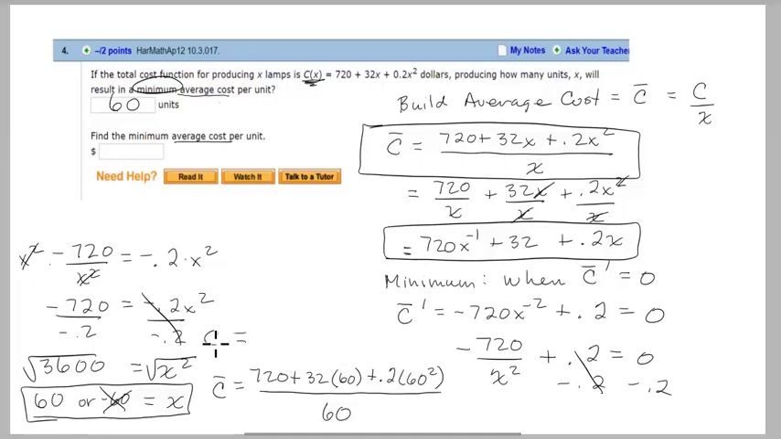I got C bar is 56. And then the question is 56 what? Well, that's an average cost. So it's $56 per unit on average. That's the lowest I can ever get. And that will happen when I am producing at a level of 60 units.